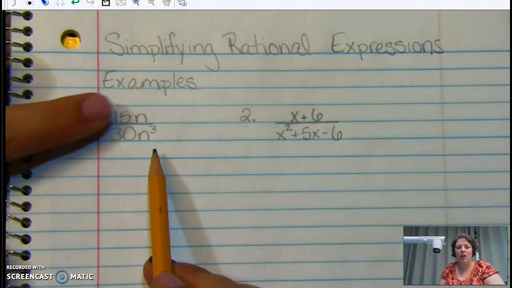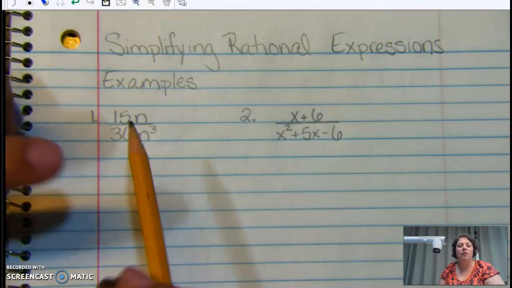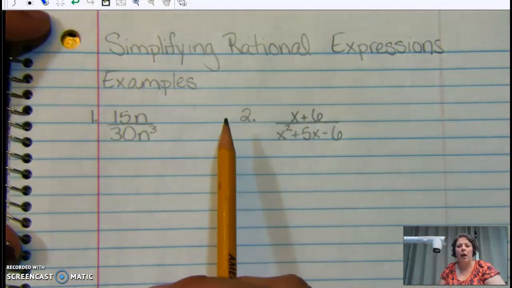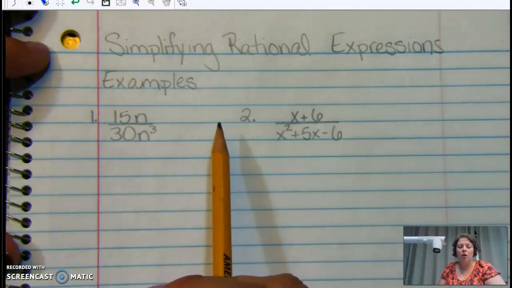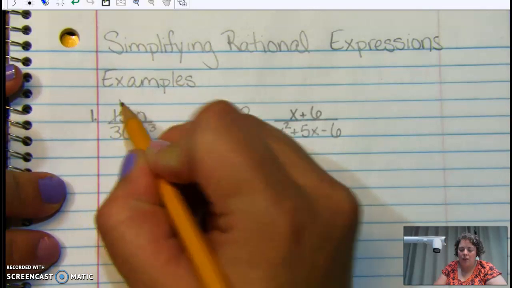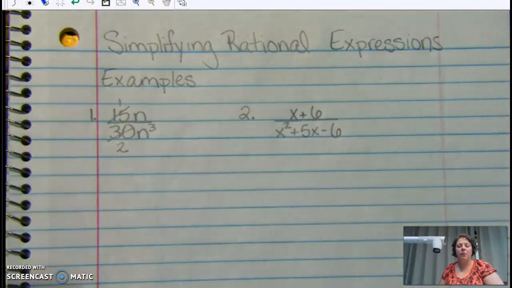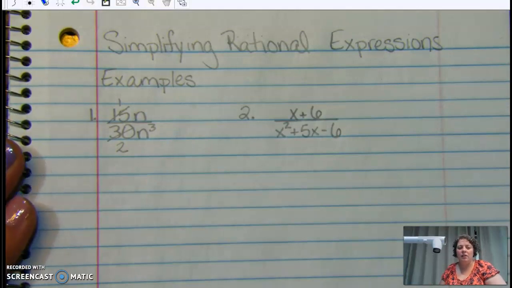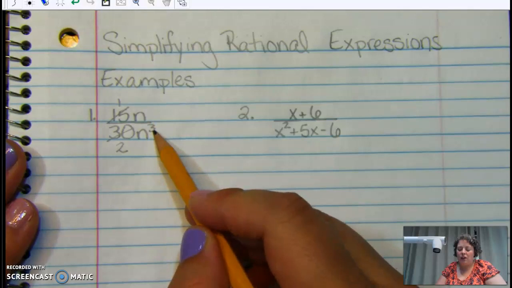So in this case, I'm going to start with my numbers and I'm going to simplify them in fraction form the same way you would have back in middle school or elementary. So 15 and 30 are both divisible by 15, so this will become 1 and this will become 2. 2 times it goes in. As for your n's, you have 1 n here and you have 3 n's here.